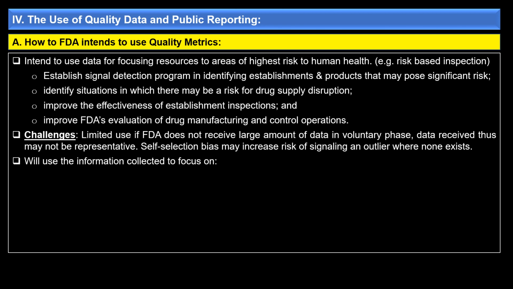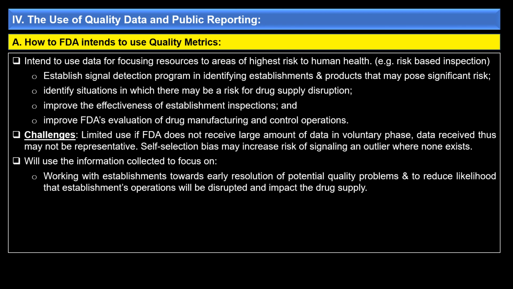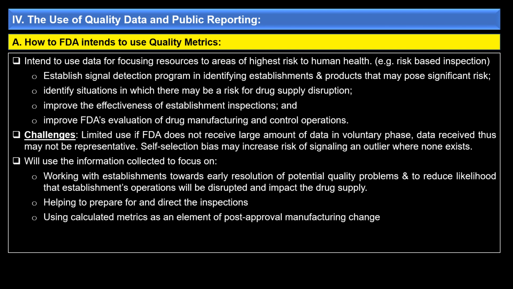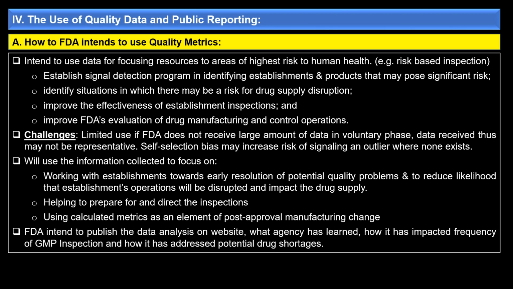Also, self-selection bias may increase the risk of signaling an outlier when there is none. So FDA will use the information collected to focus on working with establishments for early resolution of quality issues, and hence clearing off any disruptions in the product supply, helping to prepare and direct inspections, using calculated metrics as an element of post-approval manufacturing change. FDA intends to publish the data analysis on the website: what the agency has learned, how it has impacted the frequency of GMP inspections, and how it has addressed potential drug shortages.